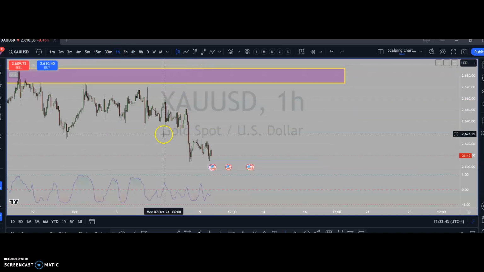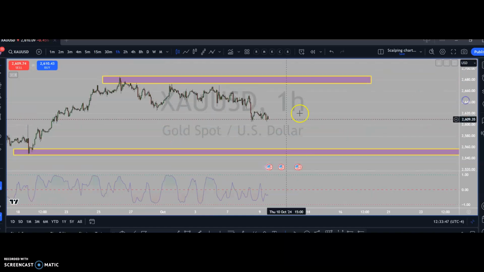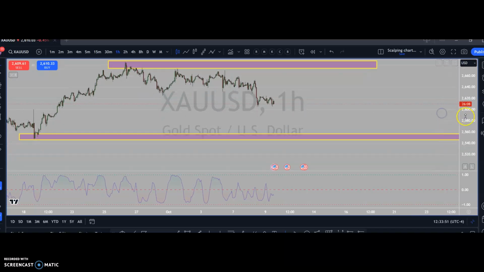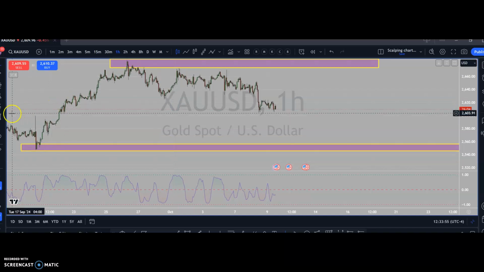Then I drop down to my hourly because I want to see what it is doing in between my 4-hour ceilings and floors. Every time frame has its own ceilings and floors. Okay, so not to confuse my 1-hour ceilings and floors with my 4-hour, I'll just start using something else on my drawing tool. So in this case, I'll use my horizontal line.